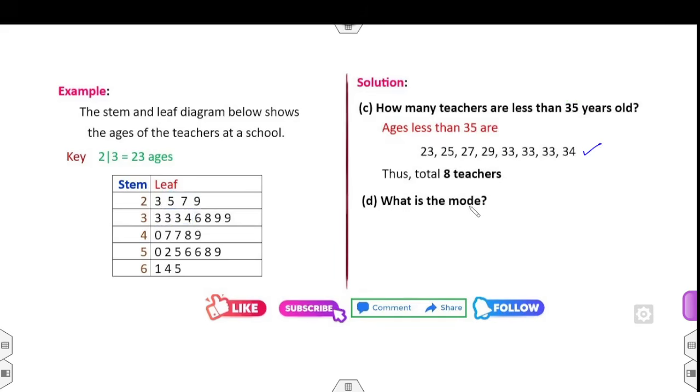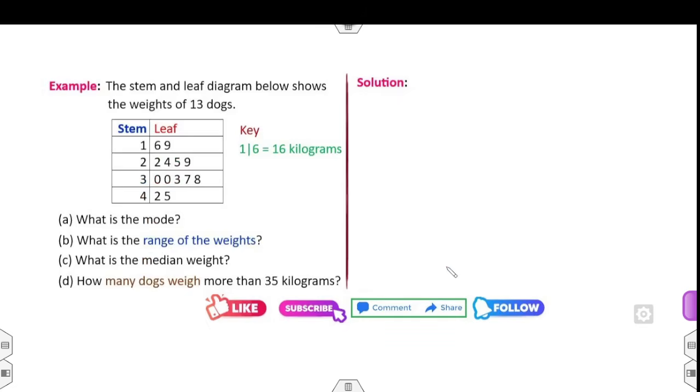What is the mode of the numbers? How many teachers do you have? 27, as we defined in the first part. What is the mode? The highest frequency. So look, here you have 33, 33, 33, 3 times. No other number appears that many times. So that means 33 is the mode of the given data. The leaf 3 occurs the most times corresponding to the stem 3. Therefore the mode is 33.